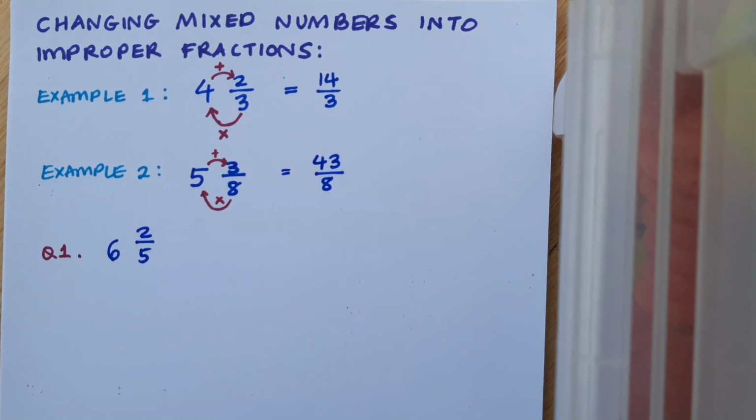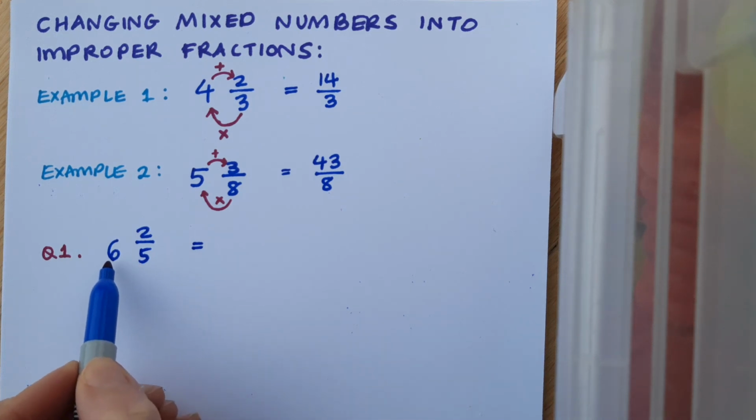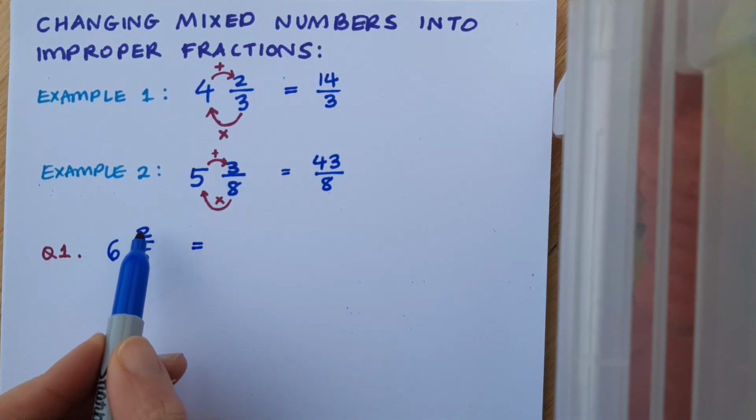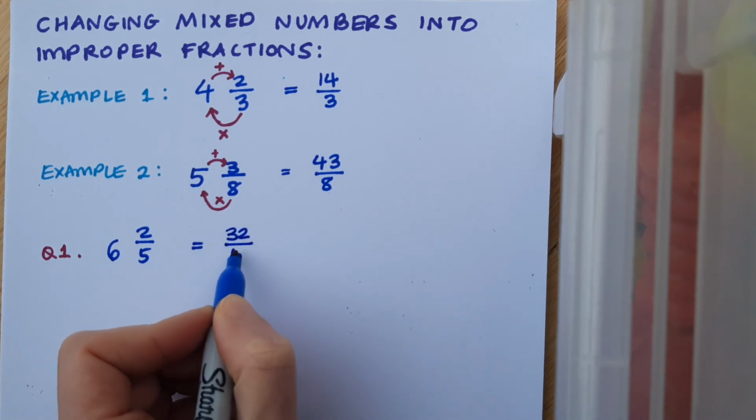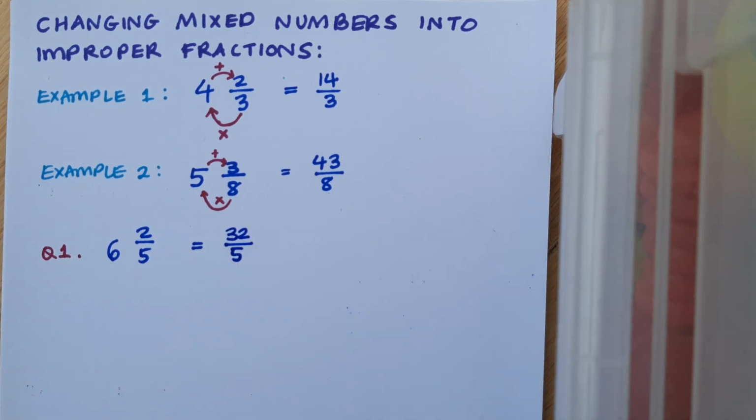Here's a question for you. 6 2/5 is a mixed number. Change it into an improper fraction. And again, pause the video here while you do this and then play and see if you're correct. So this time, 5 by 6 is 30, plus 2 is 32. So my answer in this case is 32 over 5. Remember, the denominator doesn't change.